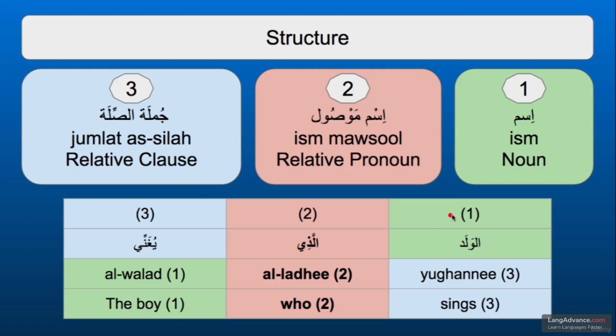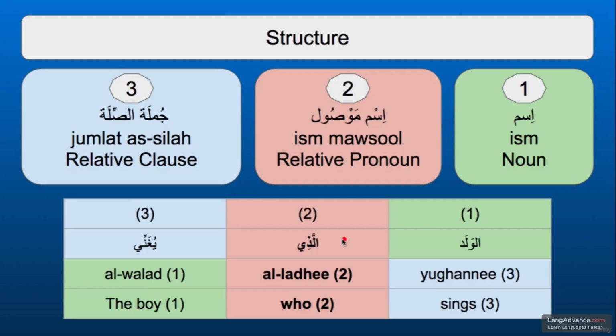Let's take an example here. Here we have the sentence: the boy who sings. الولد الذي يغني. الولد, which means the boy, and الذي, which means who, and يغني, which means sings. So the boy who sings, الولد الذي يغني.